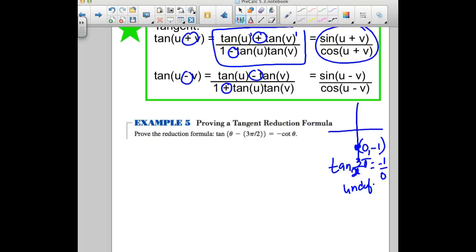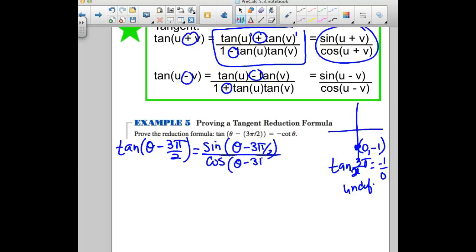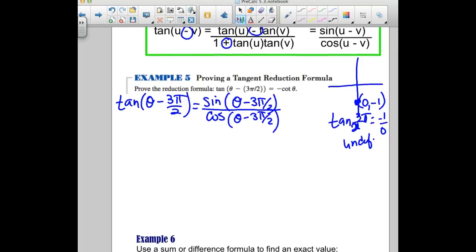It says, prove the reduction formula that the tangent of theta minus 3 pi over 2 is equivalent to the opposite of cotangent of theta. All right, so we're going to start with saying the tangent of theta minus 3 pi over 2 is the same as the sine of theta minus 3 pi over 2 divided by the cosine of theta minus 3 pi over 2. So we're just thinking of tangent as sine over cosine. All right, now let's use our sine and cosine formulas.